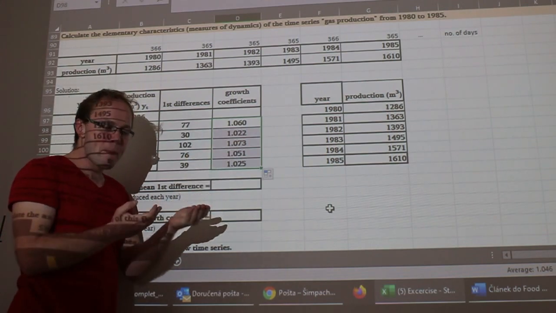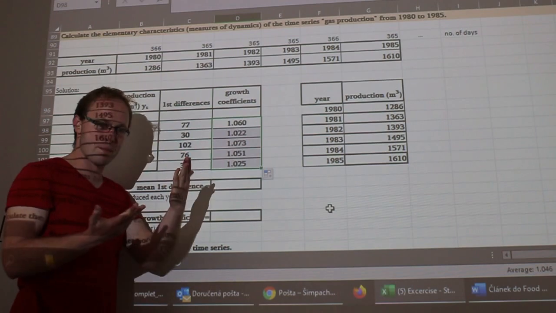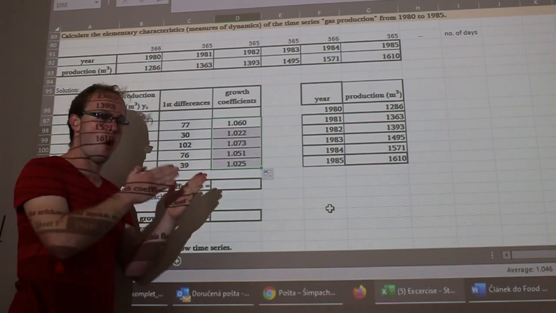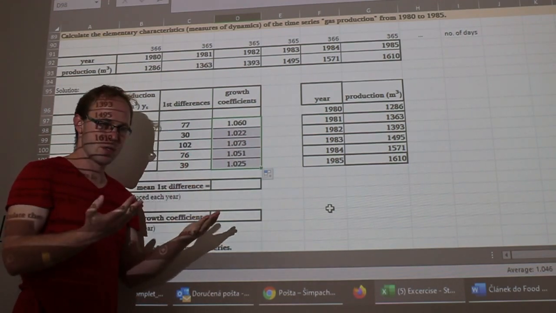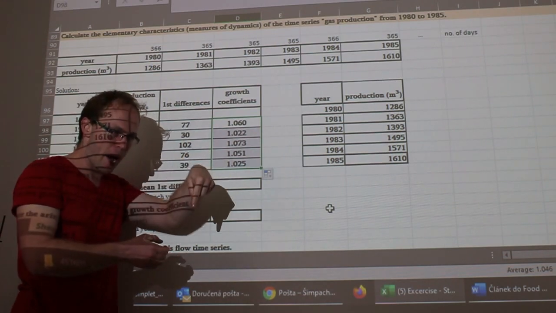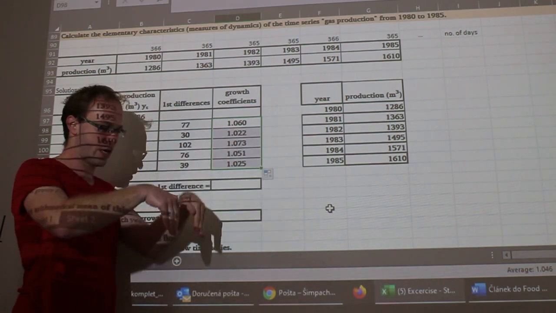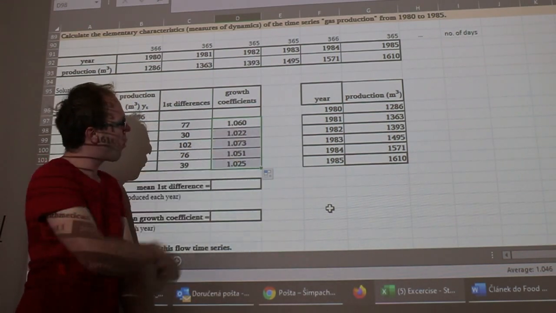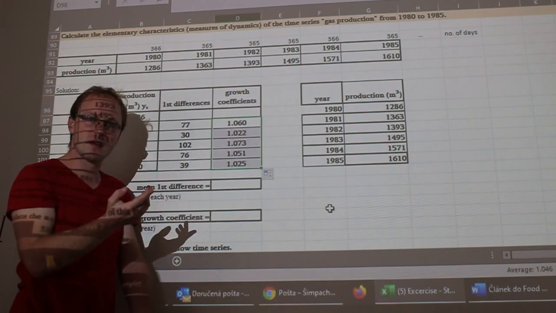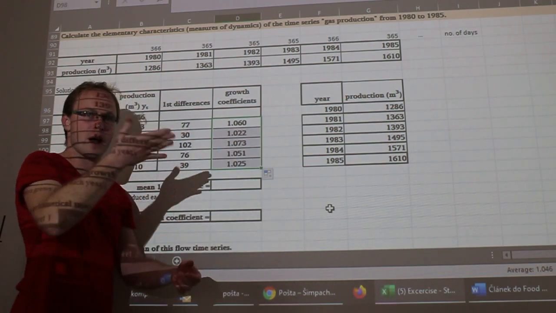How can you imagine the decreasing value? 0 point something, yes? 0.90. What is it? Decreasing by 10%. Yes? 0.90 decreasing. 0.98 decreasing by 2%, yes, etc., etc.